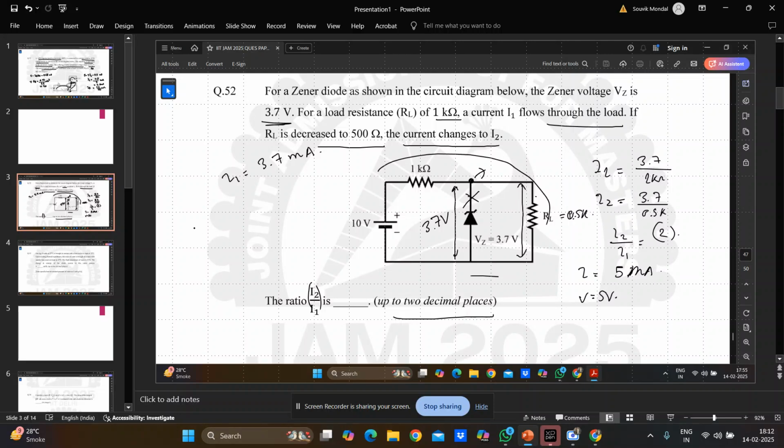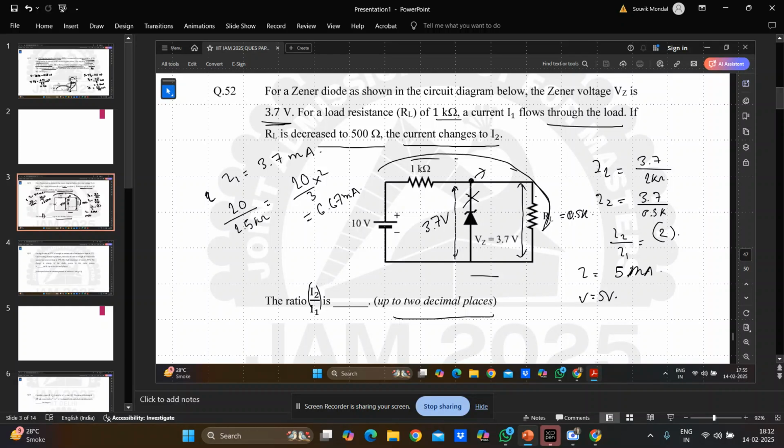So in this case, I1 is 3.7 milliampere. That is fine. But what happens when you reduce it to 0.5 kilo ohm? Let's check. When this is 0.5 kilo ohm, the current in this loop is basically 10 volt divided by 1.5 kilo ohm. So 10 by 3 by 2, that is 20 by 3, so 6.67 milliampere kind of thing.